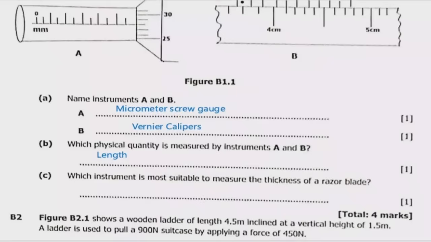Okay, we come to question C. Which instrument is most suitable to measure the thickness of a laser braid? So which one can give us the more accurate measurement? That is micrometer screw gauge. So basically these are the answers for question 1 of section B.